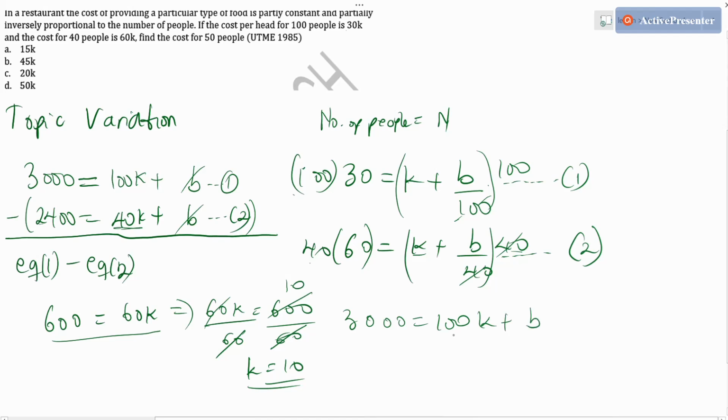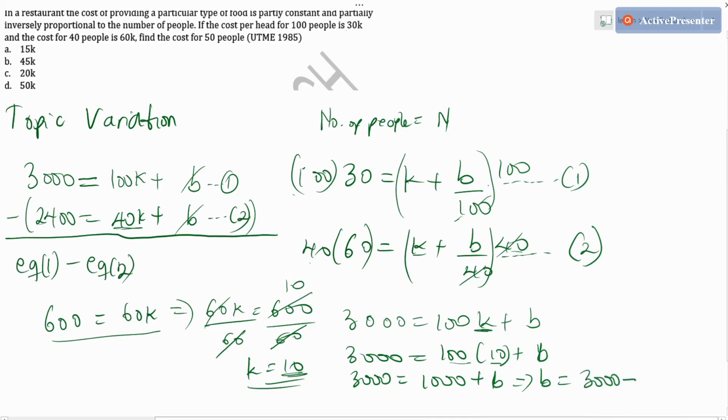So let me substitute k into this equation 1 here. Equation 1 is written as 3000 equals 100k plus B. So I'll be replacing k with 10 that we have here. So we have 3000 is equal to 100 multiplied by 10 plus B. In this case, 3000 equals 100 times 10, which gives us 1000, plus B. Now, what can we do from here? We can see that B is equal to 3000 minus 1000. If we take 1000 to this other side of the equation, this 1000 becomes a negative. So we have B is equal to 2000. That is 3000 minus 1000.